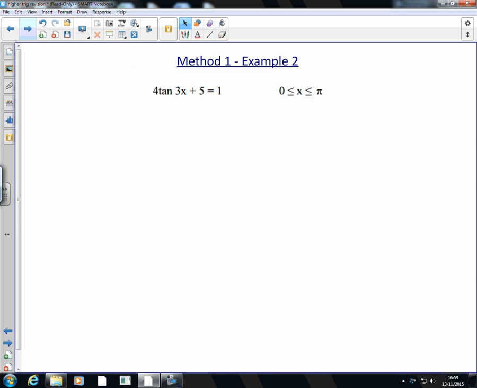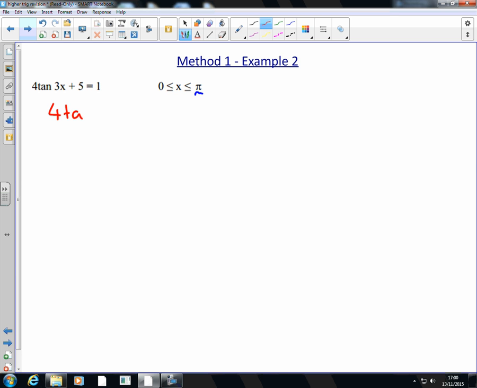Second example, very similar. A little bit of a difference though. The dreaded pi coming up in our range, so we're going to be working in radians this time. But we do only have one trig term, so we're taking everything to the other side. So we subtract 5. So 4 tan 3x is equal to negative 4. So tan 3x when we divide by 4 is going to be negative 1. The next thing to go is that tan. So 3x is going to be the inverse tan of negative 1. And we know to do that inverse tan of negative 1, we need to use our cast diagram.